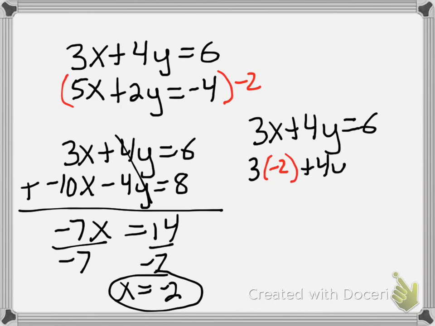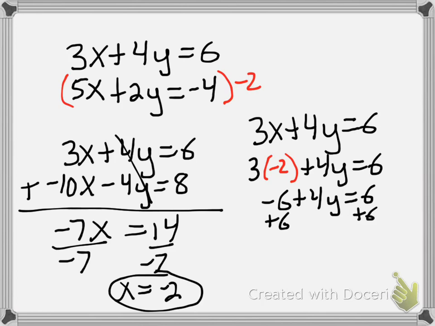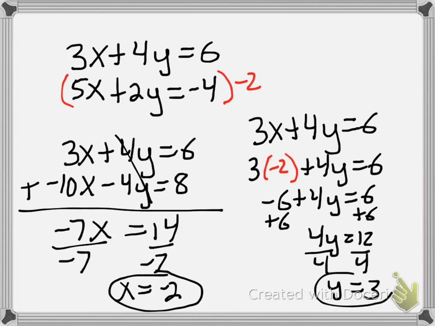So plus 4y equals 6. So 3 times negative 2 gives me negative 6. Plus 4y equals 6. I have to add 6 to both sides. I get 4y equals 12. Divide by 4, and I get my y value equal to 3. So in this case, my x is equal to negative 2, my y is equal to 3.